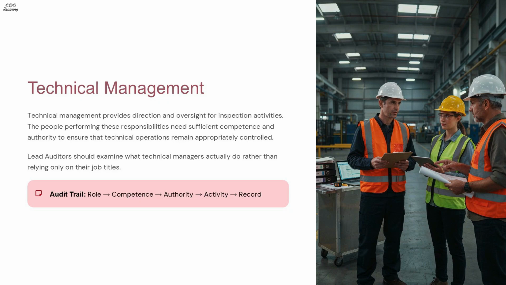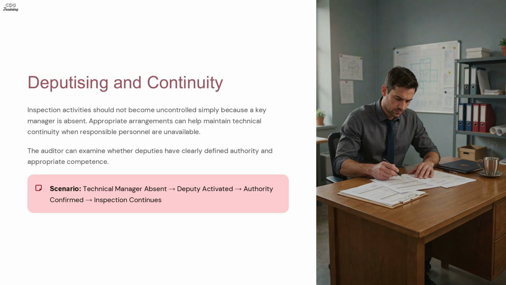Technical management provides direction and oversight for inspection activities. Those in these roles need sufficient competence and authority to ensure operations remain controlled. Lead auditors should examine actual roles rather than job titles. Inspection activities should not become uncontrolled due to the absence of a key manager.